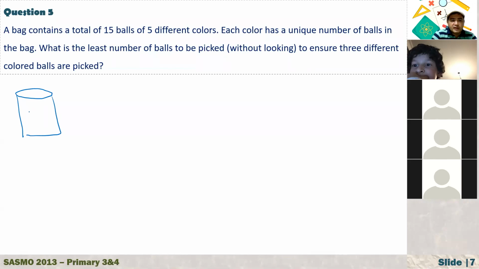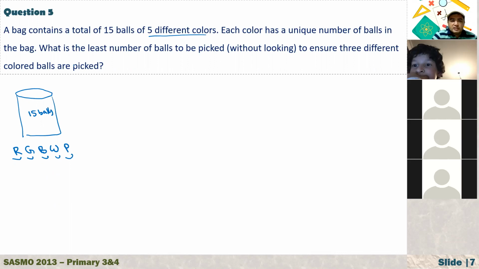Inside the bag here we have 15 balls, right? And we have 5 different colors. Suppose, because the color doesn't matter, let's say inside the bag we have red, green, blue, white, and purple. Each color has a unique number of balls in the bag. Maybe we have 2 red balls, maybe 3 green, maybe 5 blue, whatever it is.